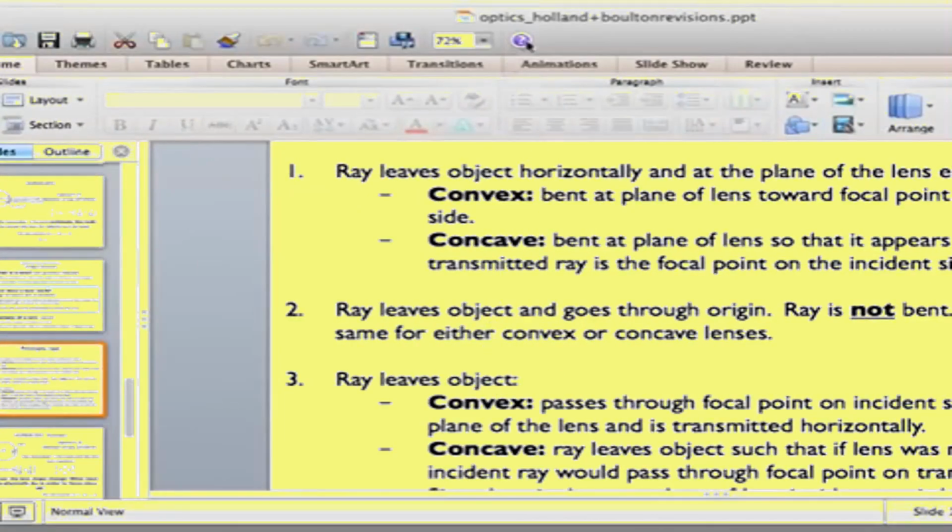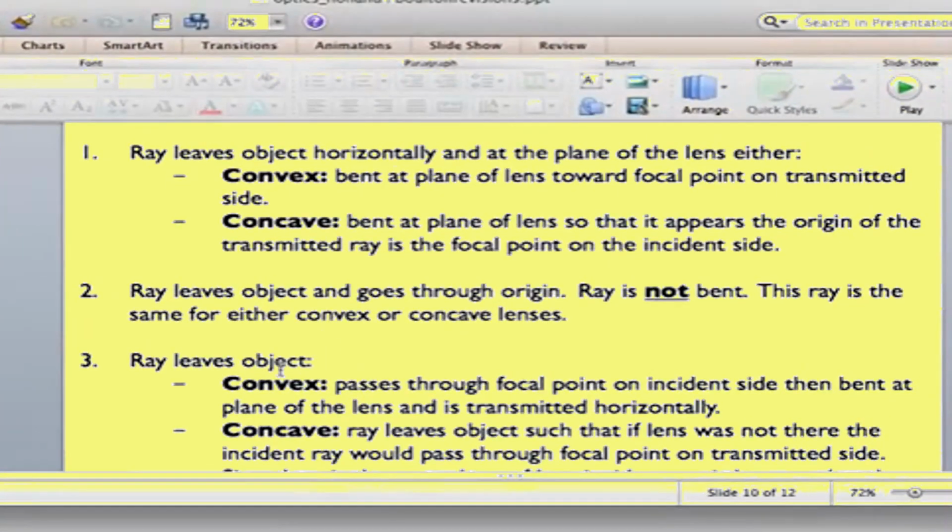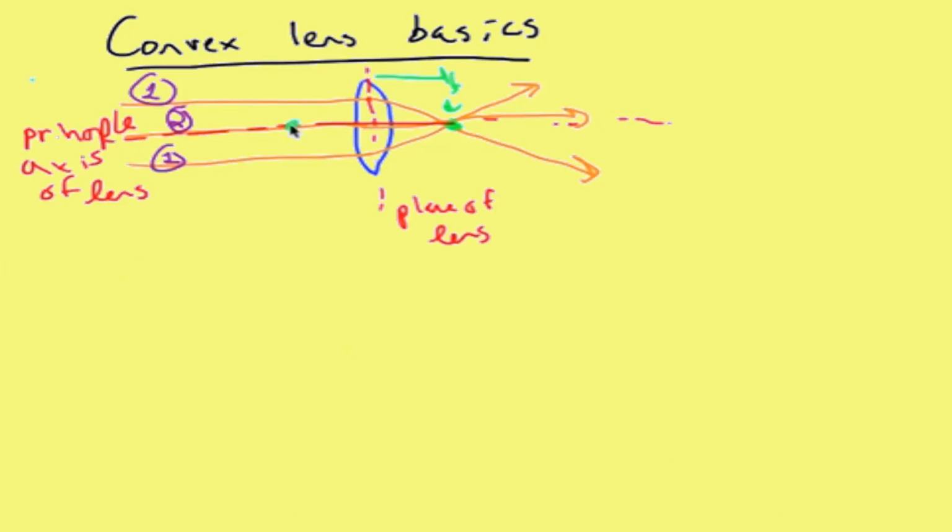And then the last principal ray, for a convex lens, leaves the object, passes through the focal point on the incident side, and then it's bent at the plane of the lens and transmitted horizontally. So what we need to do is find a ray that passes through the focal point on the incident side and then leaves horizontally. And it's actually this ray right here again. So in this simple picture that we're showing, there are actually 3 principal rays that define it, but one of them fulfills the role of 2 of them. So either this top one or this bottom one could be the first principal ray, and then this one right here does the role of 2 rays. So it's a 2-for-1 special.